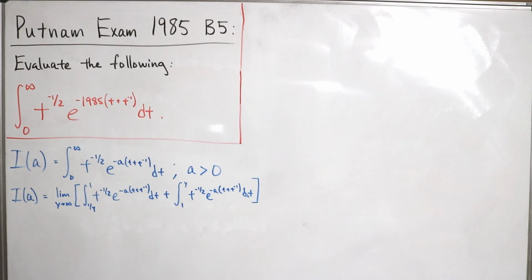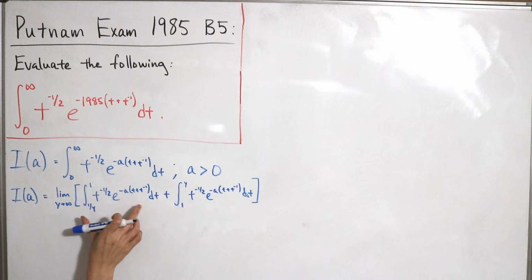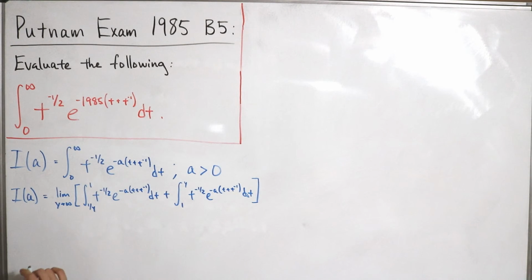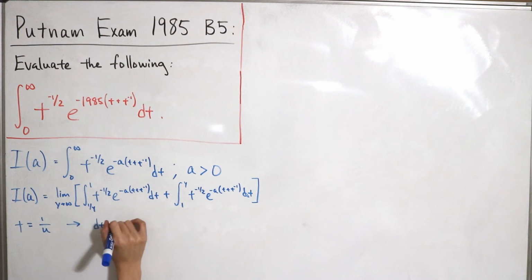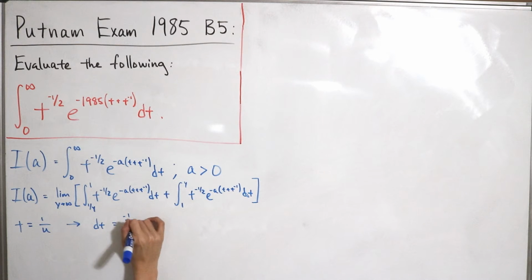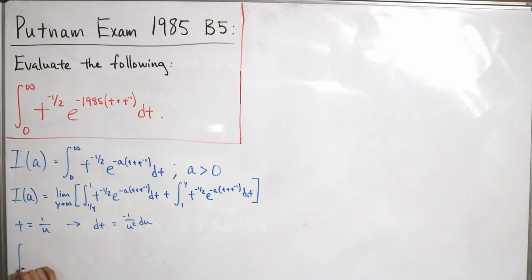And so what we're going to do here is pay attention to this integral over here, and do a little bit of a substitution. I'm going to let t equal 1 over u, implying that dt is equal to negative 1 divided by u squared, du. And then we'd just plug all this back in. So here is going to be our new integral.